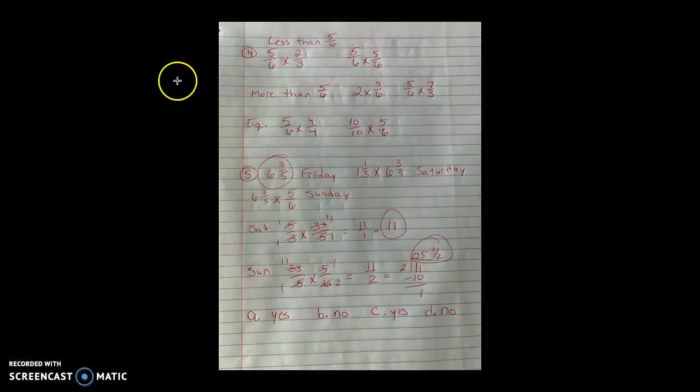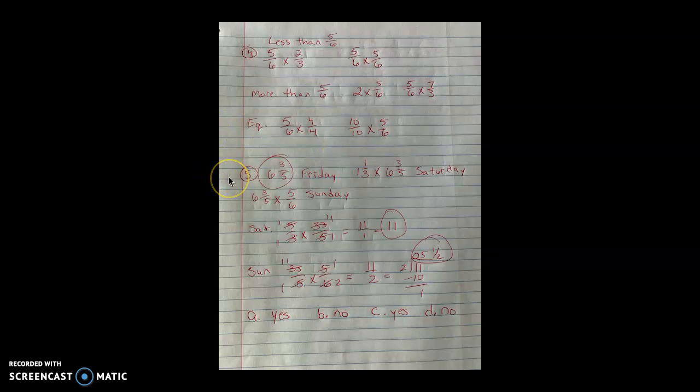On question number 4, again, if you're multiplying two fractions together, your number gets smaller. So 5/6 times 2/3 is less than 5/6. 5/6 times 5/6 is less than 5/6 because both of these fractions are smaller than 1 whole. 2 times 5/6 is larger because you're multiplying by a number 2 that's larger than 1 whole. This one, again, 7 over 3 is larger than 1 whole, so you're going to get an answer that is larger than 5/6. And then if it's equal to 1 whole, like 4 over 4, you're going to get an answer that's equal to 5/6. 10 over 10 is equal to 1 whole, so 1 times 5/6 is 5/6.